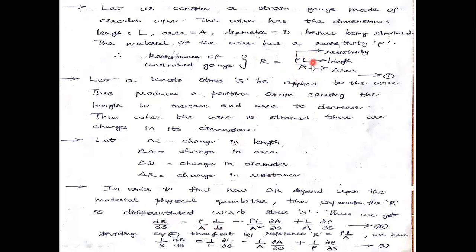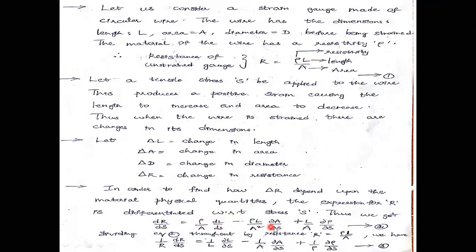For this equation, with respect to length L, that will become rho A by A. These two terms are constants, and the remaining term is dl by ds, or dou L by dou S. That is going to be considered here.